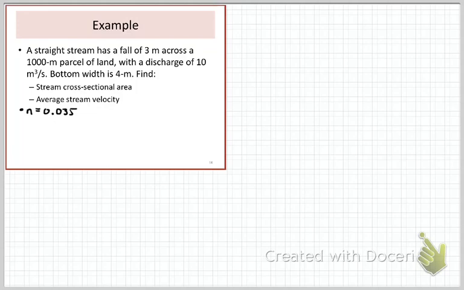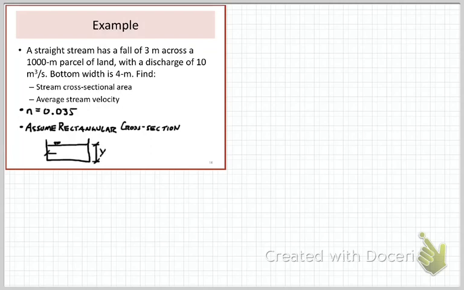Not given in the problem statement, but necessary is a value for Manning's n. We'll assume 0.035 for purposes of this problem. Now, we're not told anything about the geometry of the channel, but we're going to assume a rectangular cross-section, so 4 meters wide and y meters tall. So we can set this problem up using Manning's equation as discussed in class.